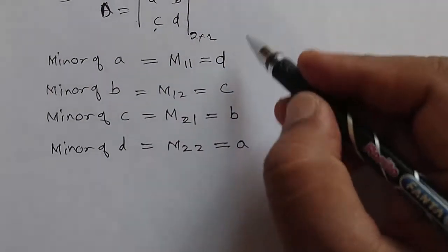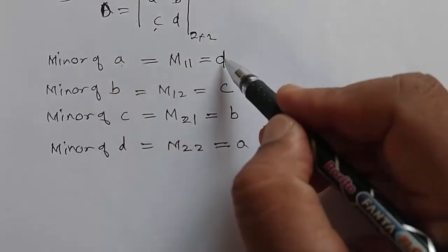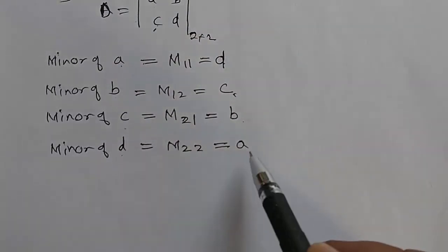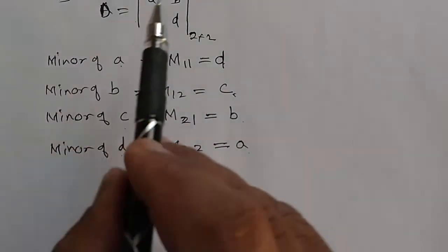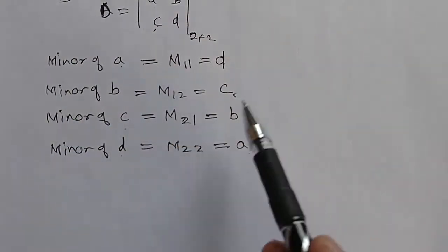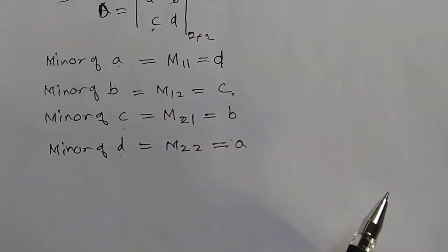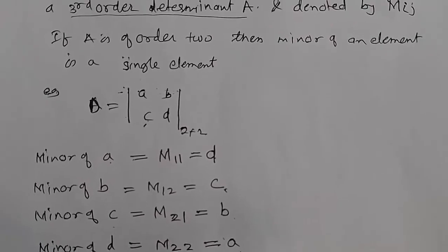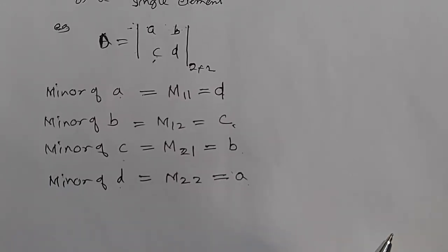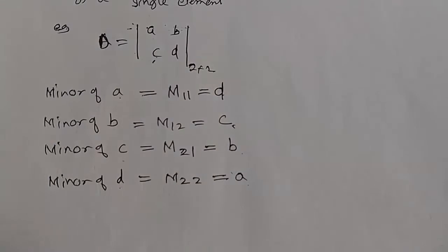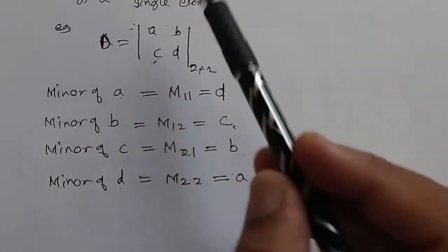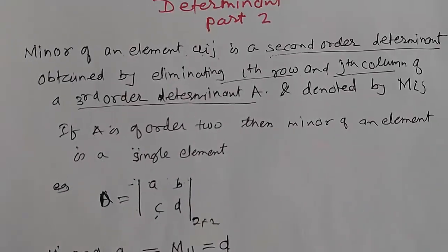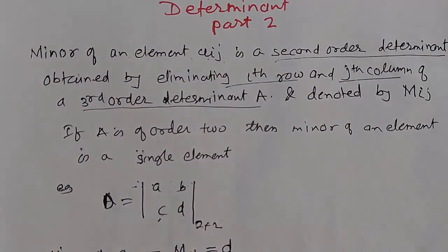So, these are the minors. Minor of A is D, minor of B is C, minor of C is B, and minor of D is A. For a second order determinant, it is just a single number. But if it is third order, then we have to find its determinant, a second order determinant. Now, with the help of an example, I illustrate how to find the minor of an element of a third order matrix.